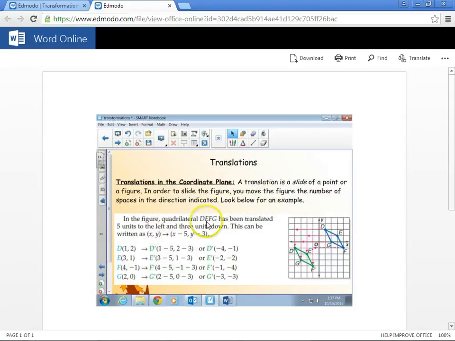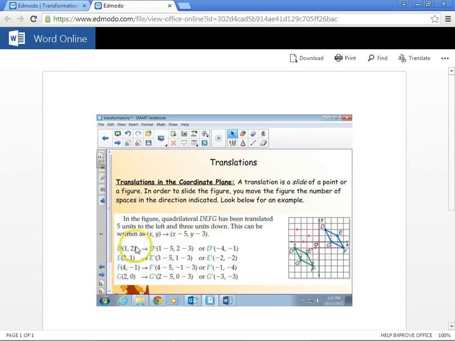In the figure below, quadrilateral DEFG has been translated, and DEFG represented in blue here, 5 units to the left and 3 units down. This can be written as the effect on x and y becomes x translated, or x minus 5 translated to the left 5 units, and y minus 3 translated down 3 units. And the nice thing about the image formula is if they ask you a question without a graph, you can take those points. For instance, the coordinate of point D is 1, 2.